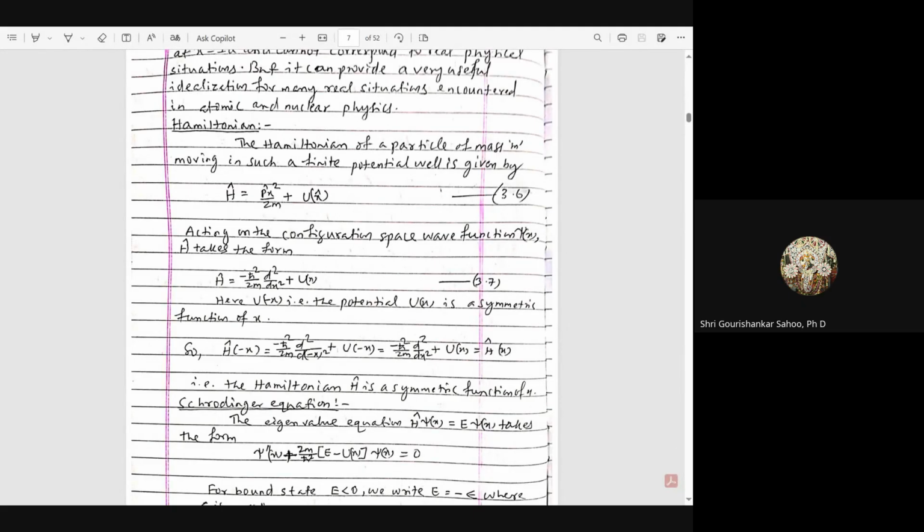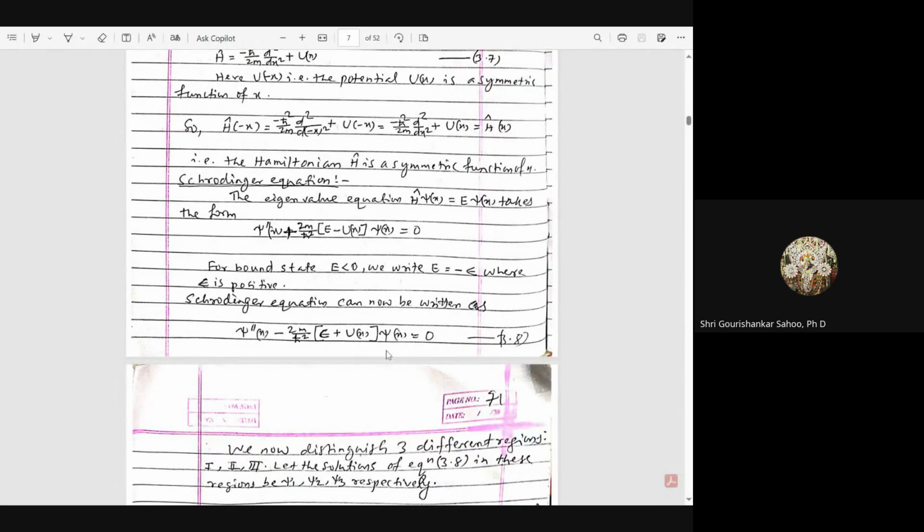And what is the Schrodinger equation? The Schrodinger equation is H cap psi is equal to E psi, and you can write it as psi double dash plus twice m by h cross square (E minus U) psi is equal to 0. It is a bound state, so E is smaller than 0, and you can write E is equal to minus epsilon, where epsilon is positive. Now the Schrodinger equation can be written as psi double dash minus twice m by h cross square (epsilon minus U) psi is equal to 0.